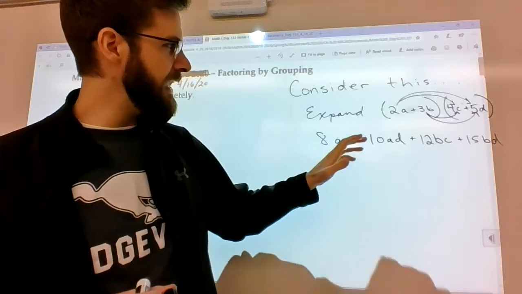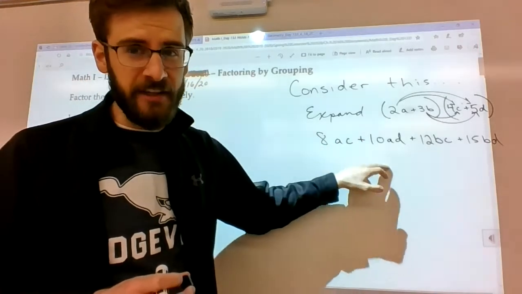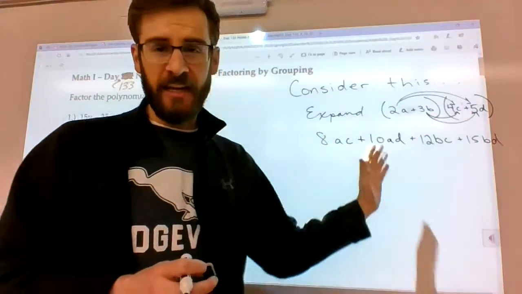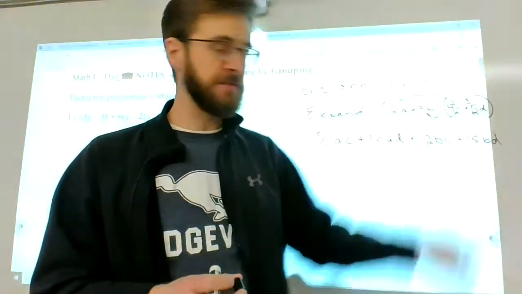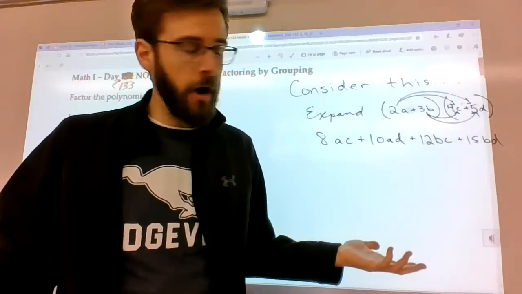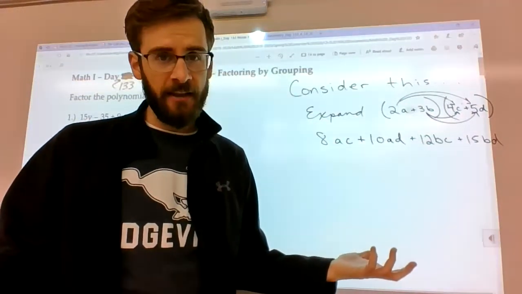How do we take something where, if you look at it, none of these terms shares anything but 1? We could do the breakdown of 8, 10, 12, and 15. They only share 1. AC, AD, BC, BD, they don't share anything.